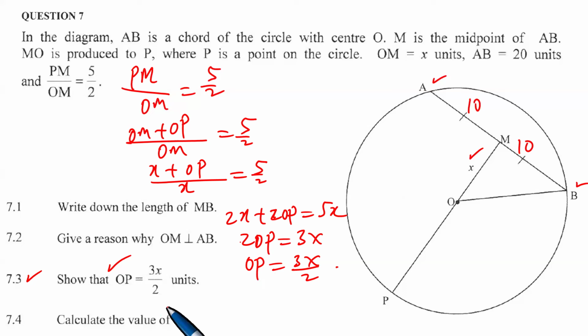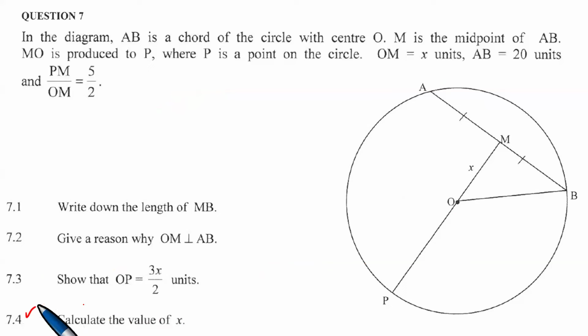Divided by 2, you have OP equals 3X over 2. So we have shown that OP is 3X over 2 units. The last thing is to calculate the value of X. Let us find the value of X, because you already know that OP is 3X over 2. To calculate the value of X, you know that OP is 3X over 2, and this is 10. So how do we find the value of X?